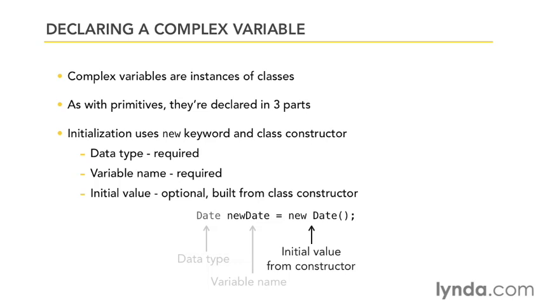For complex object variables, if you eliminate the assignment, the variable name will exist, but it won't point to anything in memory. And we say that that variable has a value of null, N-U-L-L. And I'll show how to deal with null values later in the course.